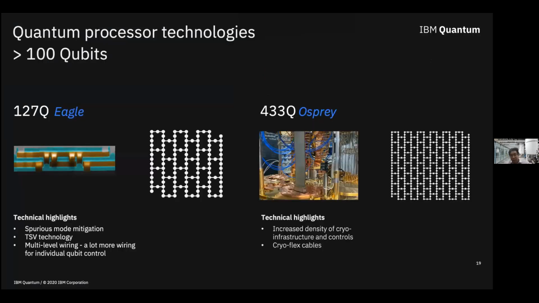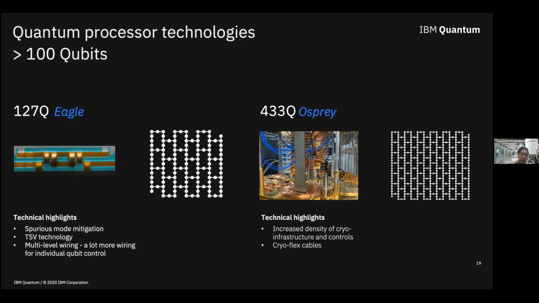Now back to that roadmap, right? In terms of the technologies, looking into the current system that we're building towards, Eagle, some of the technical highlights that we're driving there include better mitigation of crosstalk and spurious modes through silicon vias. I think we heard Will talk a little bit about their through silicon vias in the previous talk, as well as the capability of having multi-level wiring, which allows us to have a more effective fan out. And I'll go into a little bit more detail in the next slide.